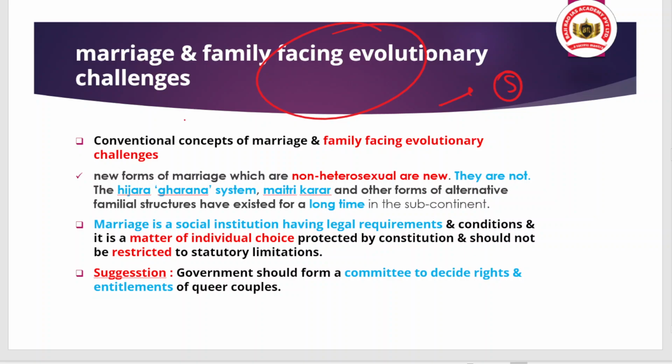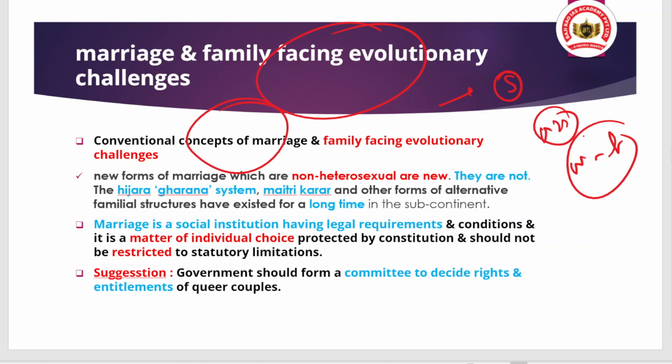And there was a conventional concept of marriage. What do you mean by conventional concept of marriage? Like we have the wife, we have the husband, we have the children. That is the point. But nowadays we are seeing that this traditional concept is changing, and the family is facing evolutionary challenges. And in this new form of marriage, which is non-heterosexual, the idea is that they are not new. They are existing. Like we take the example of the Hijra Gharana system or the Maitri Karar system.